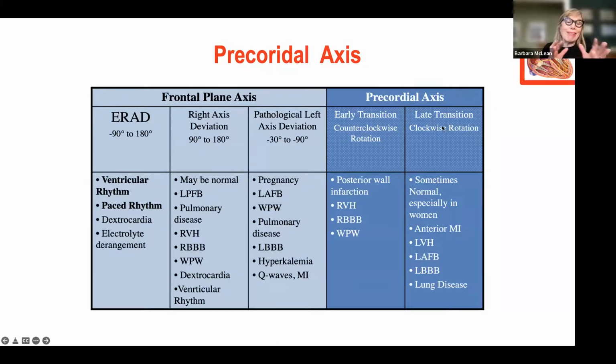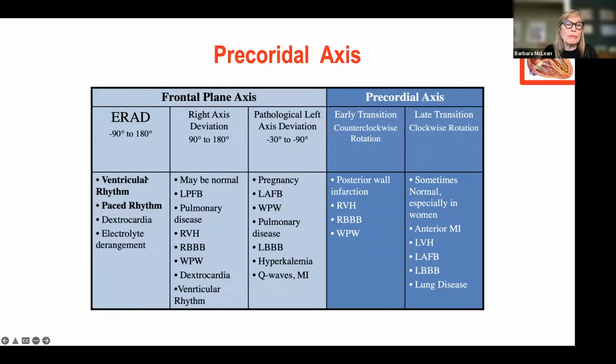If you have late transition, that means more upright than downwards in V5 or V6. You can sometimes see that, particularly in women. They may just have a small shift in their ventricular rotation, and especially in pregnant women. But it is a very good diagnostic criteria for anterior MI, anteroseptal MI, left bundle branch block, left ventricular hypertrophy, and left anterior fascicular block. So again, I want us to say we look here and then we look here to give confirmation.